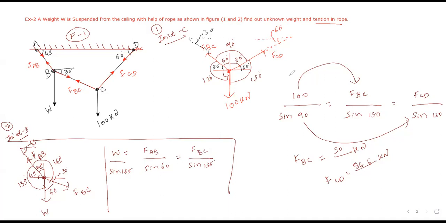So now we have already calculated FBC. Yes or no? FBC is already calculated. So from that, can I put here FBC = 50 kilonewton? Yes or no? Please confirm me. Yes, sir. Now we have the total value available. Compare with this once. You will get FAB. Yes or no? Please confirm me. Similarly, compare the last term with the first term. You will get W. Yes or no?